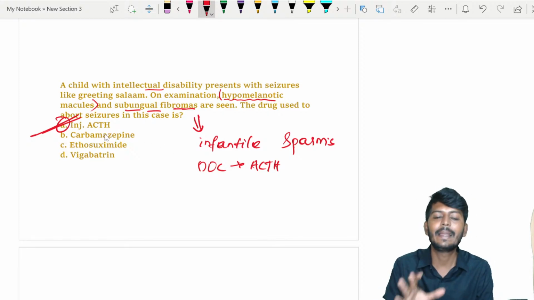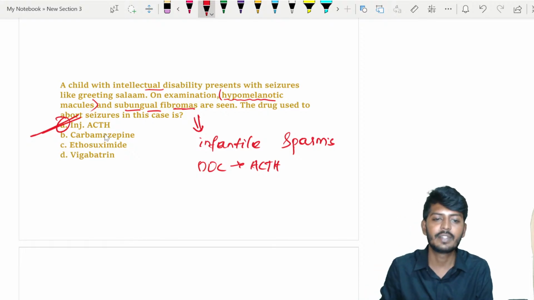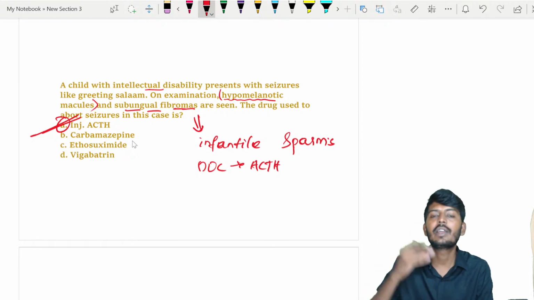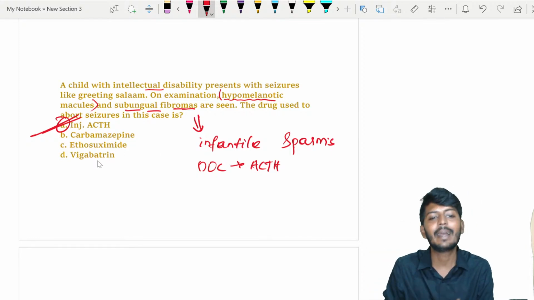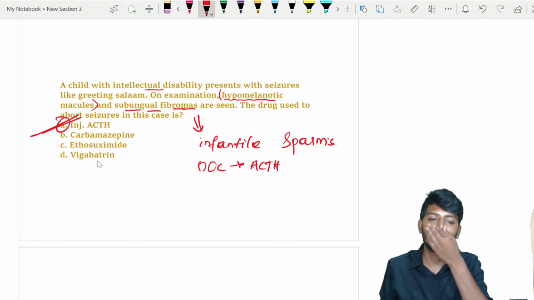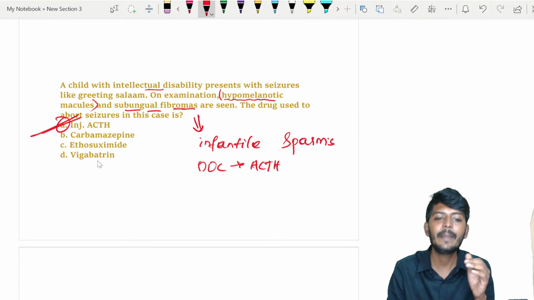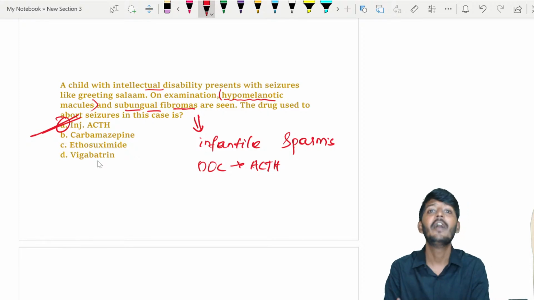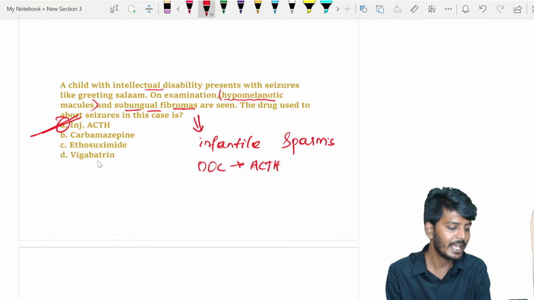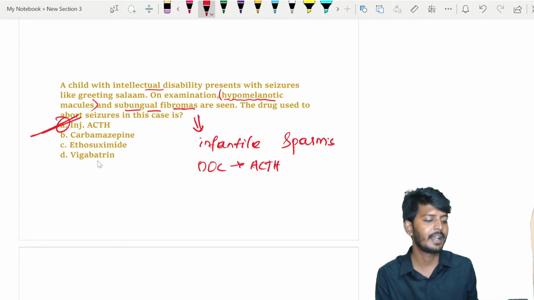Carbamazepine is an anti-epileptic, but it is not used in this case. It is used for generalized tonic-clonic seizure. Ethosuximide is used for, what is that? That is used for absence seizure. Vigabatrin is a GABA transaminase inhibitor which has a side effect, vision disturbance. It is an anti-epileptic drug, but it is not that commonly used due to its side effect, vision impairment. So this is the story of infantile spasms.